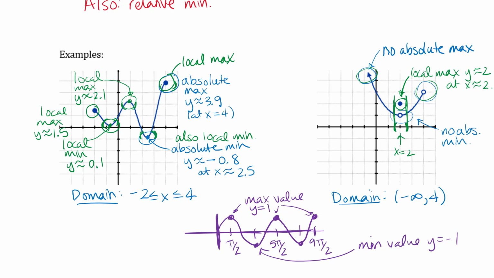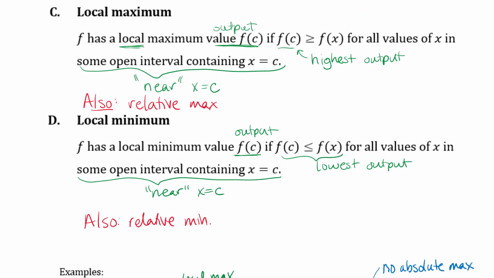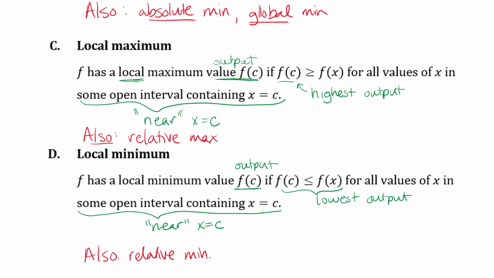So one important thing that I want to emphasize about that is that it may not be higher than all the other points. It might just be greater than or equal to. Notice these inequalities include the or equal to part. So it could be equal to the highest point on the graph.